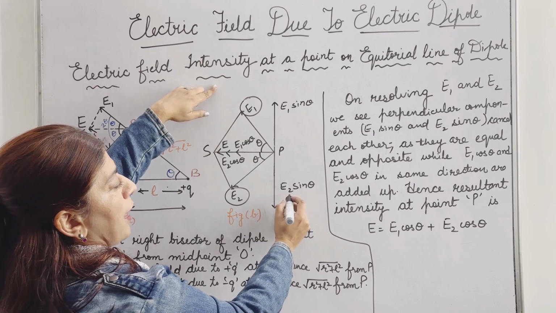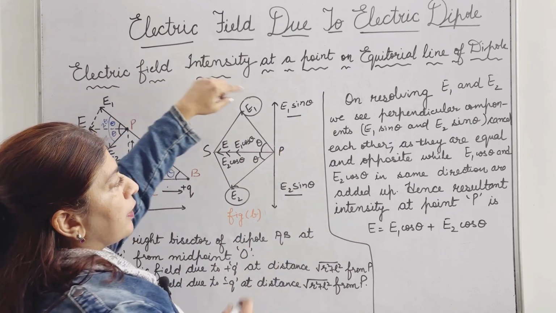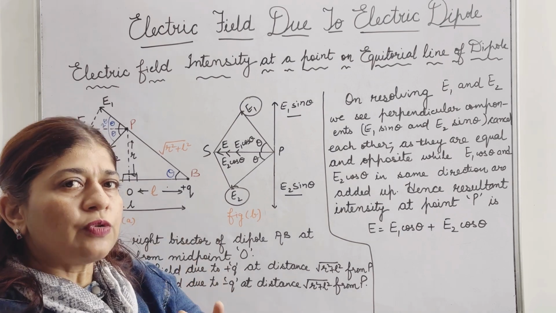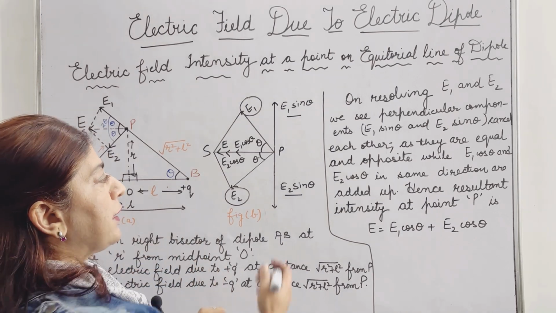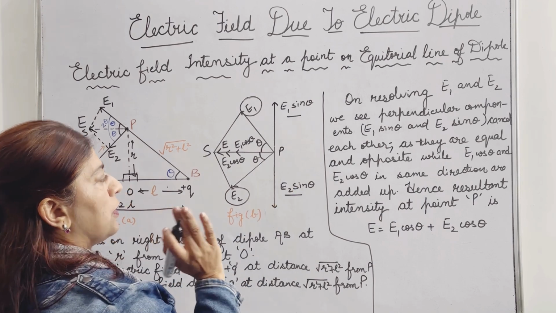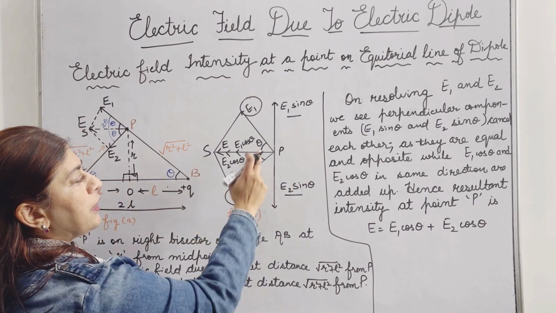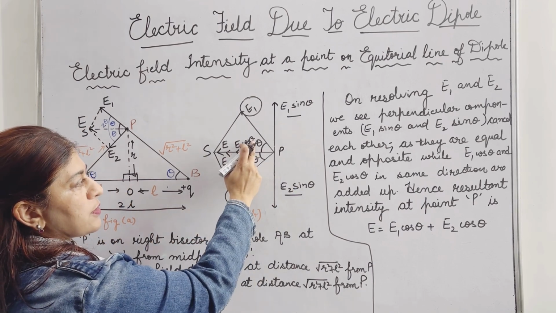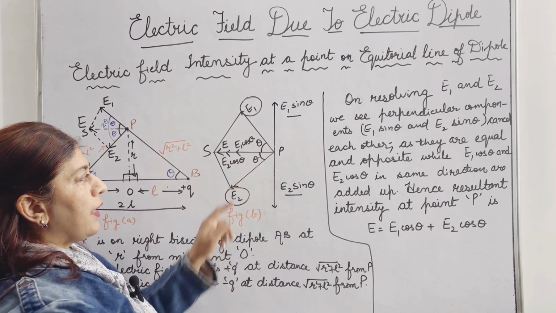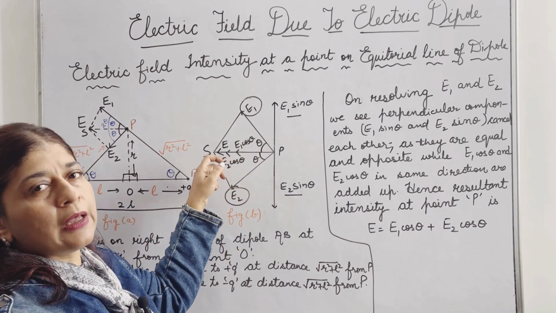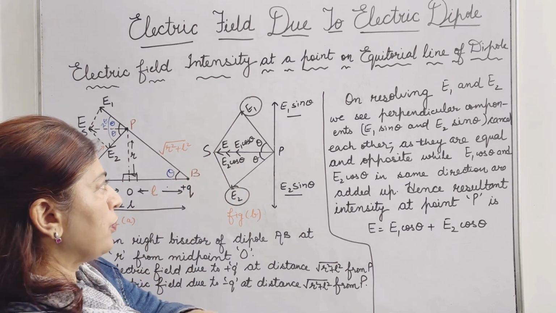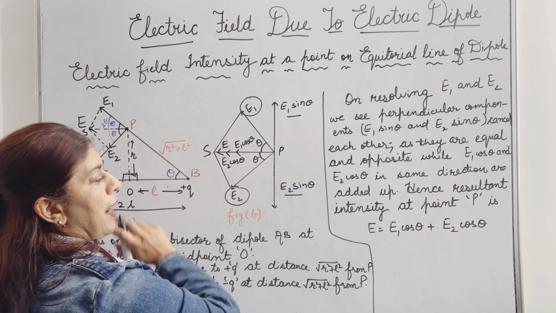The sine components that are perpendicular are equal in magnitude, because the magnitude of the charges is q, but they are in opposite directions, so they will cancel out each other's effect. On the other hand, these two components, E1 cos theta and E2 cos theta, the parallel components, are along the same direction and along the diagonal of the parallelogram where the electric field is to be found. So these two will be added up.